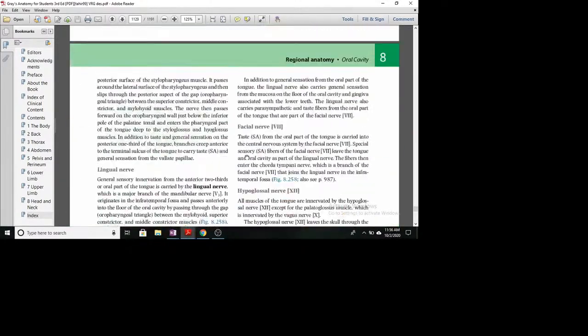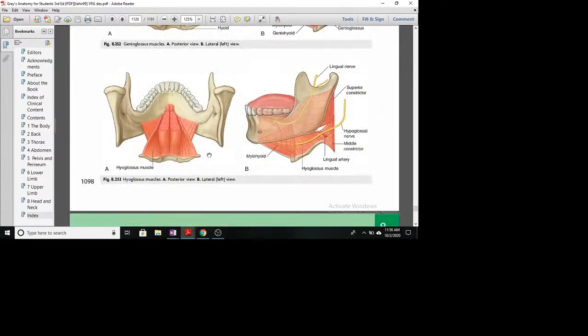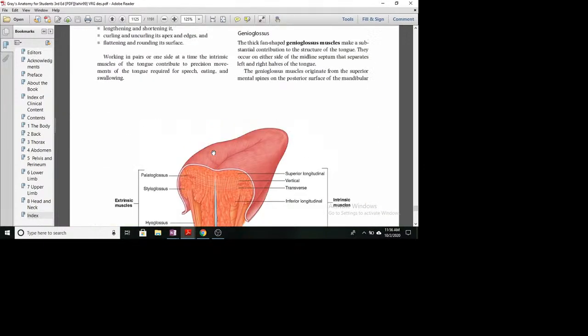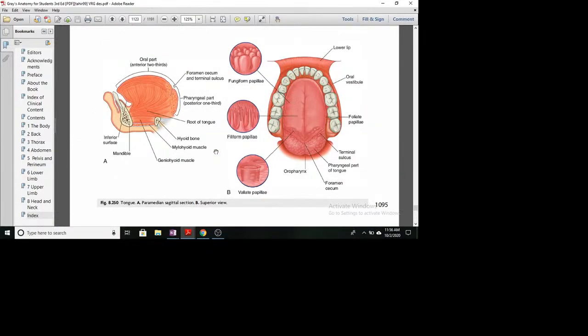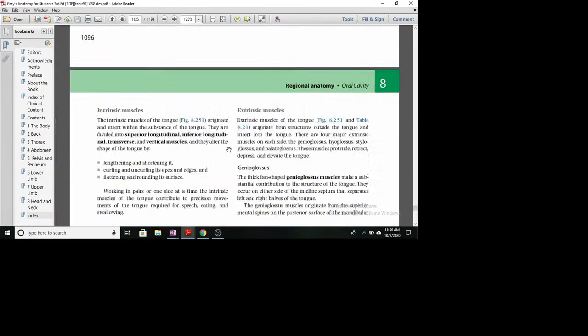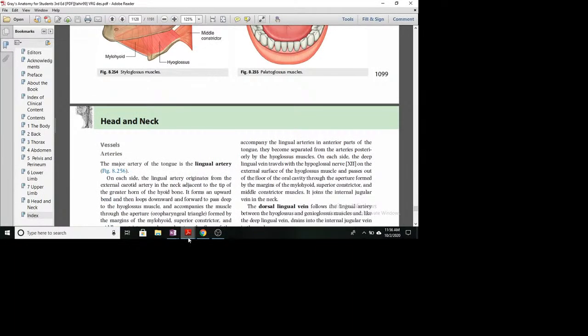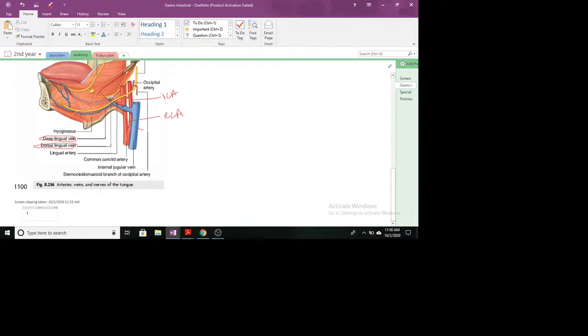Let's see if there's anything given right here. No, there's nothing given here. So I guess this figure is it, for lymphatic drainage.